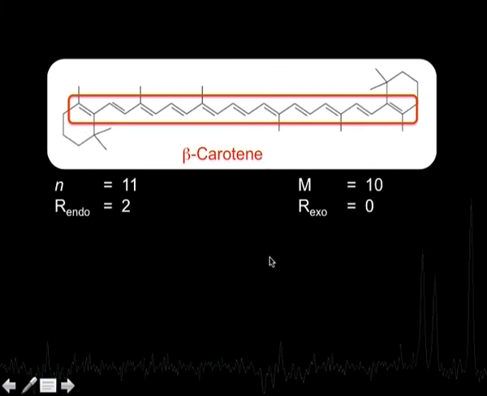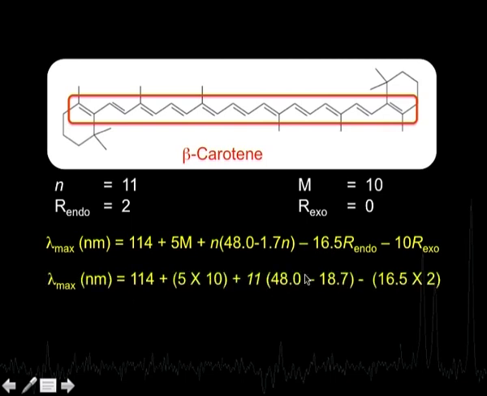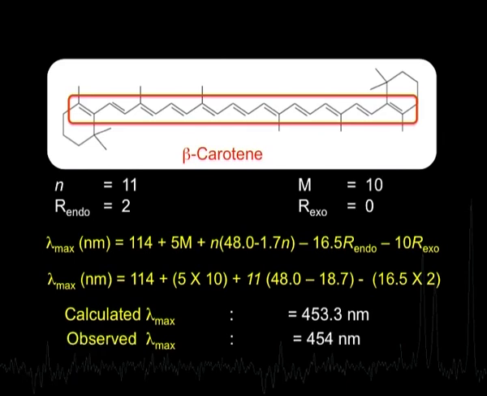Okay. So, if I just put these values over there, this is my basic expression here, substitute the values here, we find that there are 10 substituents over there. So, it is 5 into 10, 11 is the number of double bonds there, and this 2 happens to be the endocyclic ring systems over there. So, 16.5 is the contribution of each, and if I solve this expression, I find the value comes out to be 453.3 nanometers, and the observed value happens to be 454. Again, an excellent agreement over there.